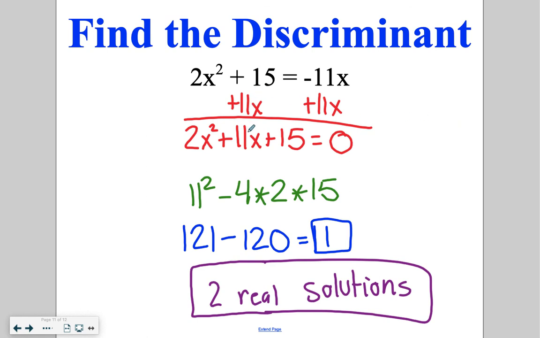Adding 11x to both sides, that goes in the middle as our b value. So we had a was equal to 2, b was equal to 11, and c was equal to 15. Plug that in, b squared minus 4 times a times c. You get a discriminant of 1, which means there are 2 real solutions.